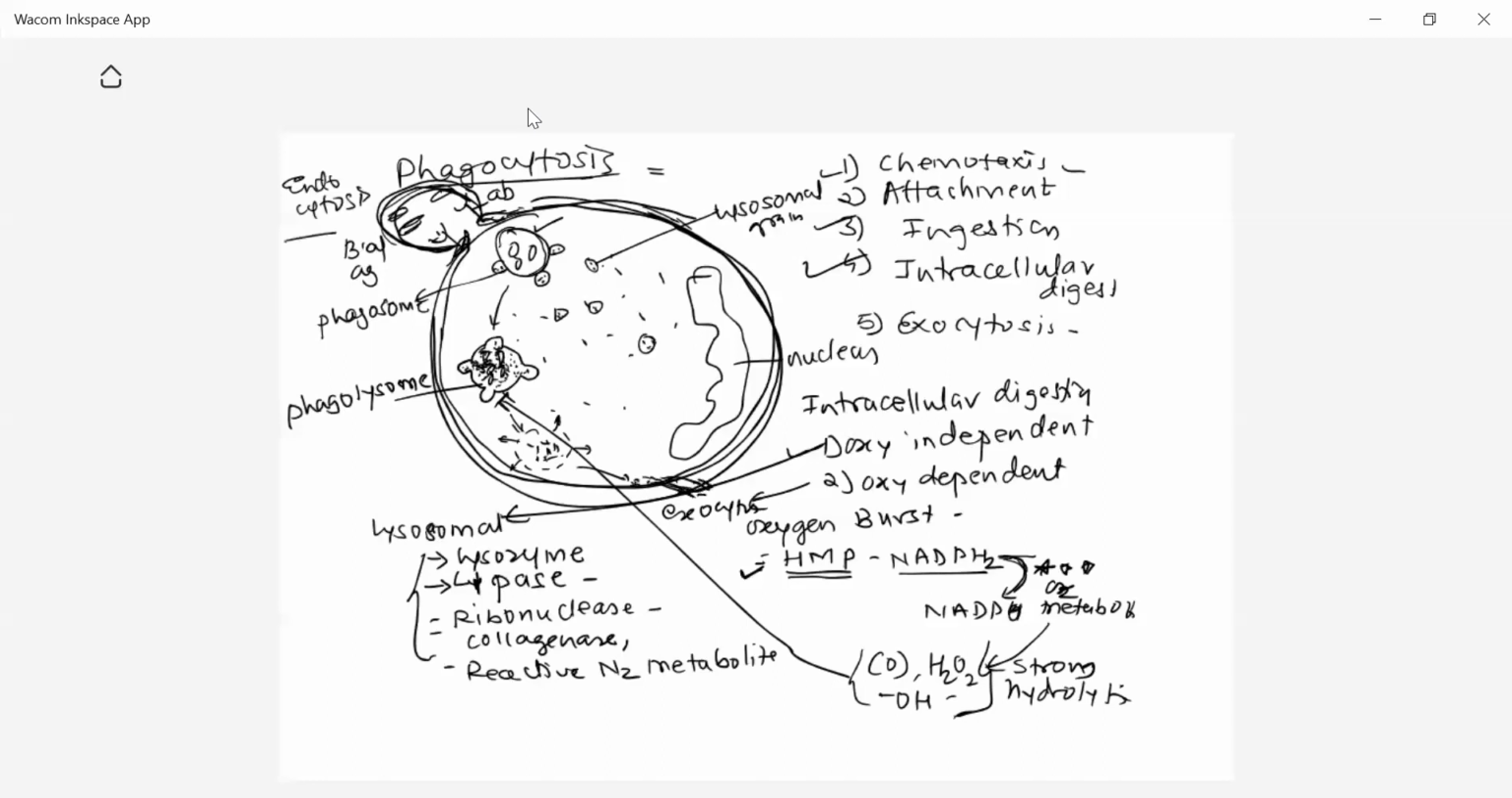So that is how foreign antigen is engulfed and digested by the cell by these two mechanisms, oxygen dependent and oxygen independent, and the undigested material is removed. So this is the process of phagocytosis, which is the main step involved in the second line of defense.